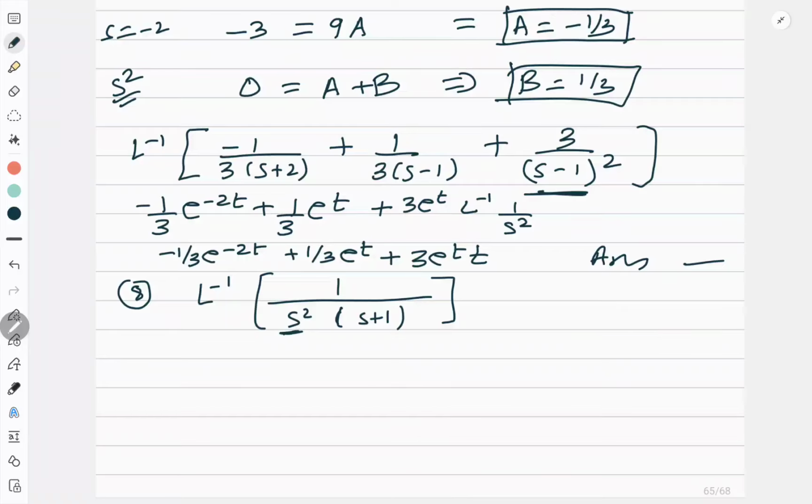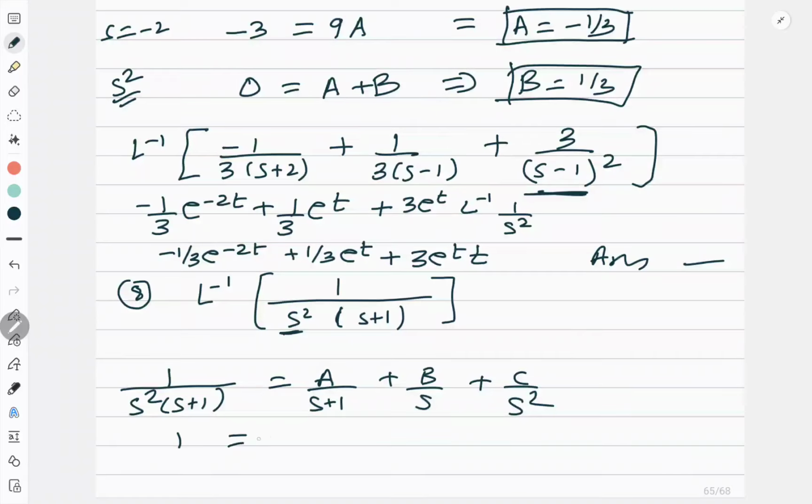Again linear factor repeated. So again I will do the partial fraction first, then I will put the values here. Okay. So 1 upon s square s plus 1 is equal to a upon s plus 1 plus b upon s plus c upon s square. Right. So 1 is equal to a s square plus b s into s plus 1 plus c into s plus 1.